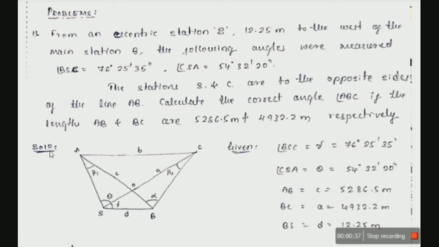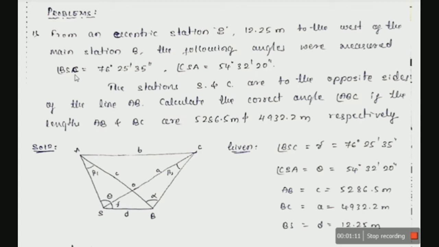So first start with the solution of this problem with the drawing of this diagram. After reading this problem, you must come to know that the satellite station is on the left side of the main station B. So this problem is related to case 1. Okay, this is the diagram. Then after drawing this, you have to write down the notations on the diagram. Then write down the given data.